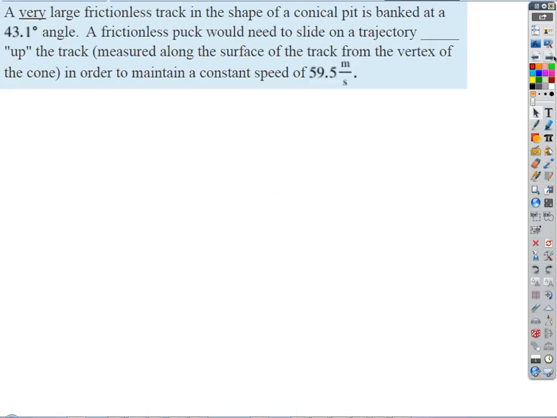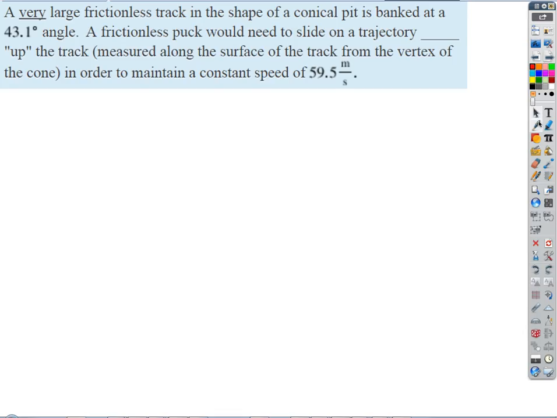Okay, so the last one, and I'm not gonna spend a lot of time because this is a bonus question, but I'll just orient you on this. This is only worth, I think, like 1 or 2 points on the test. It's just that very last little bit to get 100%. But think what this is saying: a very large frictionless track in the shape of a conical pit is banked at a 43.1 degree angle. A frictionless puck would need to slide on a trajectory how far up the track, measured along the surface of the track, in order to be able to keep a constant speed of 59.5.